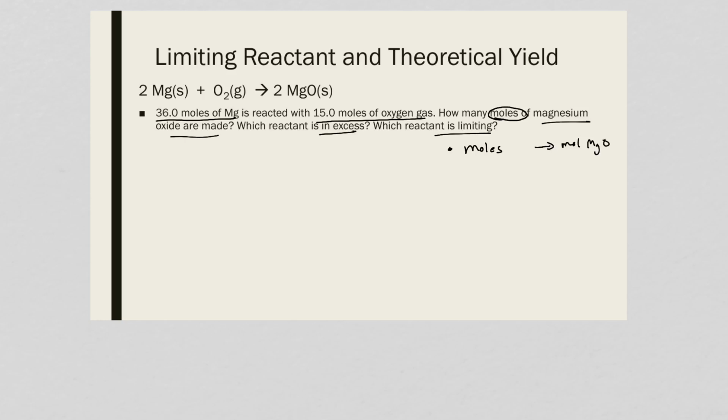But we have to start with both moles of magnesium and calculate how much magnesium oxide we can make. And we also need to start with moles of O2 and figure out how much magnesium oxide we would make. And then once we know these numbers, right, we can determine which one is going to be the limiting reactant.